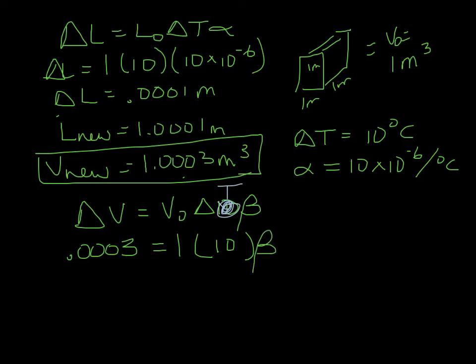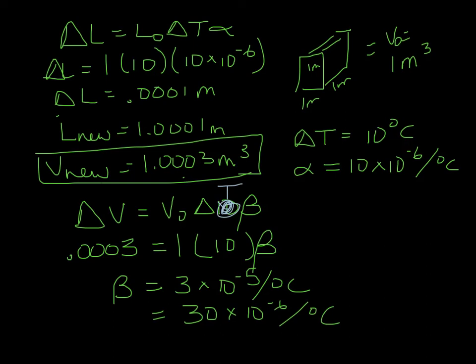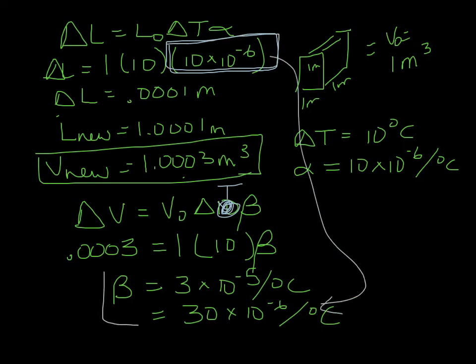Well, when you solve for beta, you find out that beta is 3 times 10 to the minus 5 per degree Celsius, which is the same thing as 30 times 10 to the minus 6 per degree Celsius, which, hey, is 3 times that original alpha that we started with. Okay, so that's what we set out to prove, that our beta is 3 times our alpha.